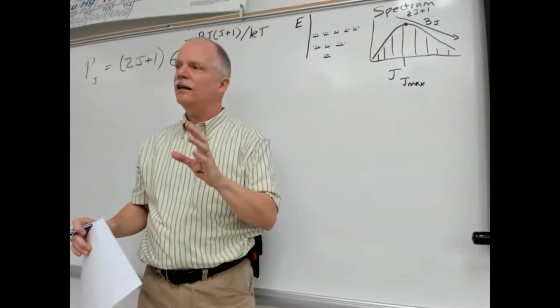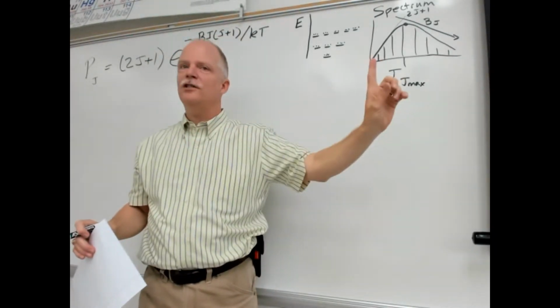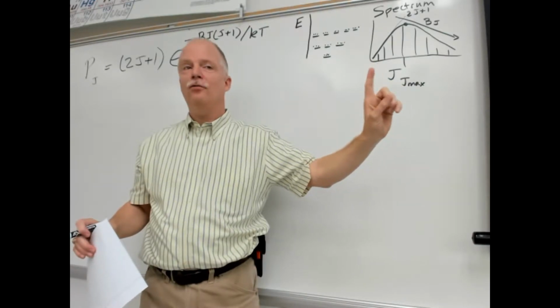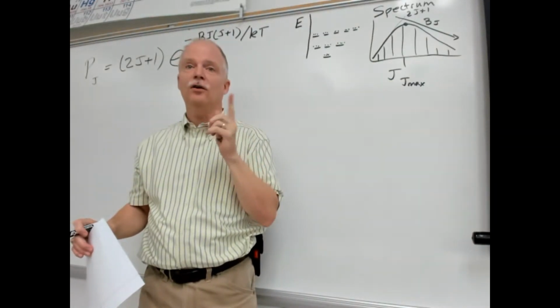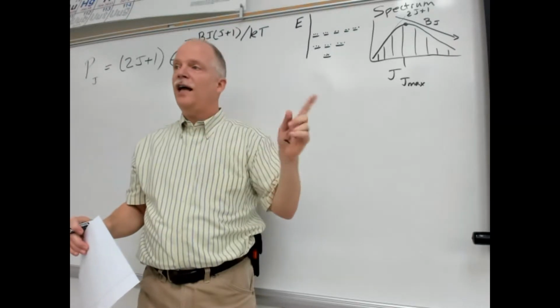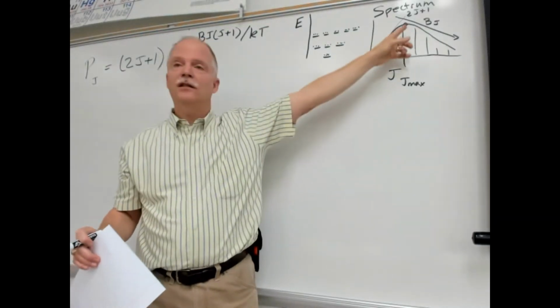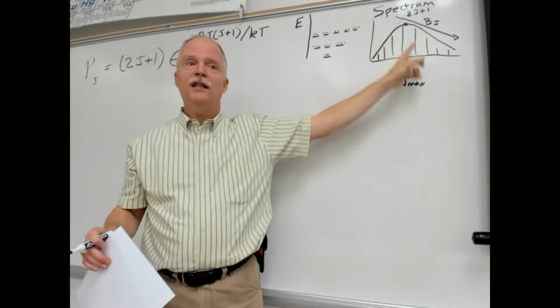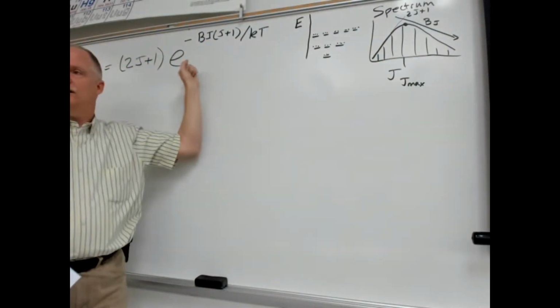Does everybody see that? If I have a high temperature, J max will be big. If I have a really low temperature, J max will be low or small. Can we solve for the maximum of this curve? Essentially, these peaks are defined by this probability.